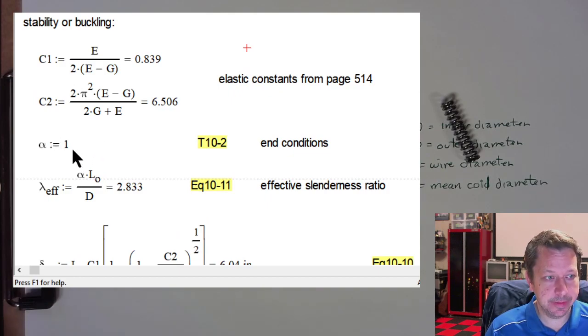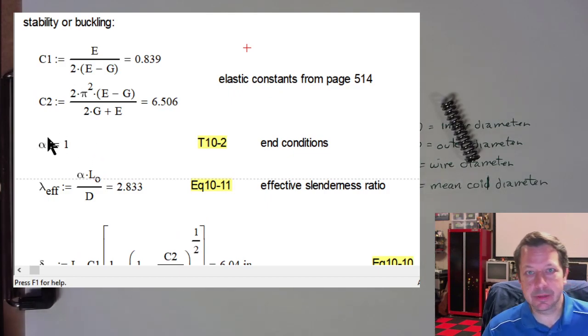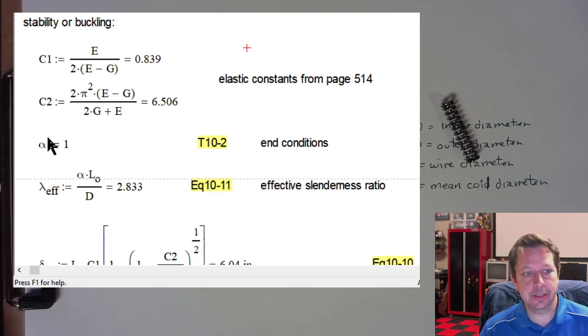Here, alpha is similar to the end conditions, if you remember anything about column buckling. So remember, we're talking about buckling here. If you remember about Euler's equation, things like that, the column had different end conditions.